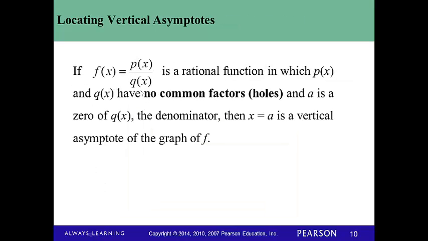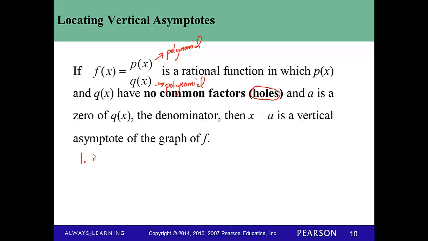Now let's look at how we find vertical asymptotes. If p of x divided by q of x is a rational function, and remember rational function means that this is a polynomial as well as this one is a polynomial, in which p of x and q of x have no common factors. If they have common factors, that's what we call holes. And we'll work some problems, hopefully, that have some holes. And a is a 0 of q of x, the denominator, then x equals a is a vertical asymptote of the graph of f.